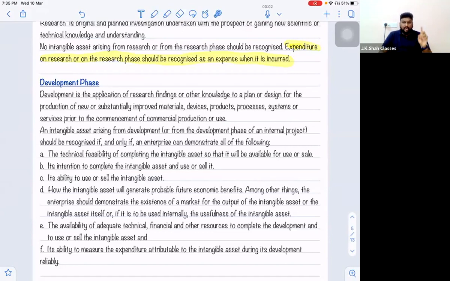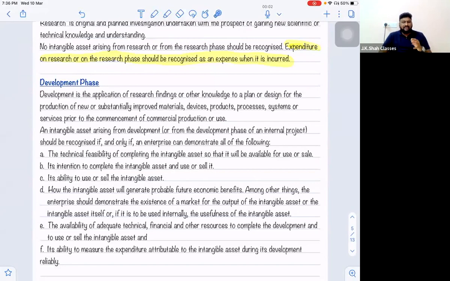Point number 5, now sir, point number 5 is actually a repetition of point number 1 only. You have adequate technical, financial and other resources to complete the development, to either use it or sell it. And lastly, the ability to measure expenditure, means in short, the cost incurred on the development phase can be measured reliably. So these are the 6 points that an enterprise has to demonstrate, after which you can say that yes, the asset meets the recognition criteria and you can capitalize the development cost as the cost of the intangible asset.